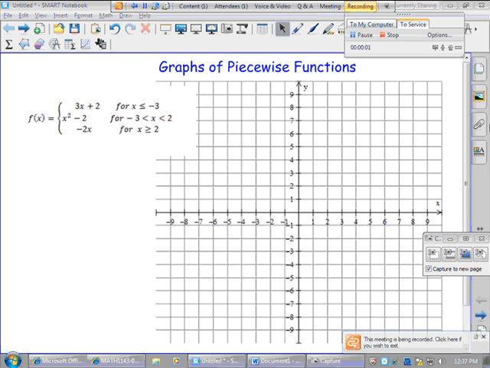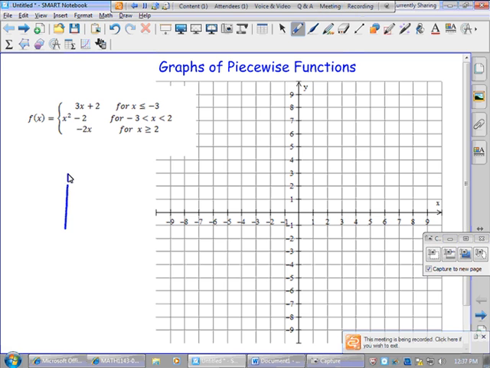Okay, graphs of piecewise functions. Like with any other kind of graph, you can make an XY table to figure out some points that are on this graph. For example, just pick some points.